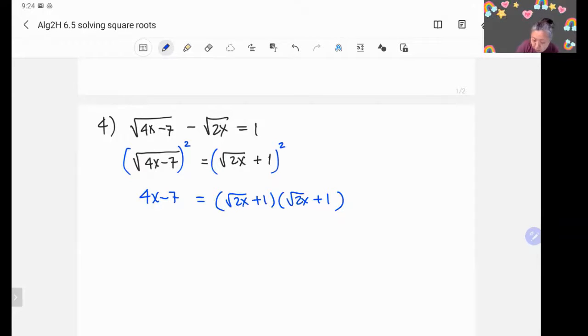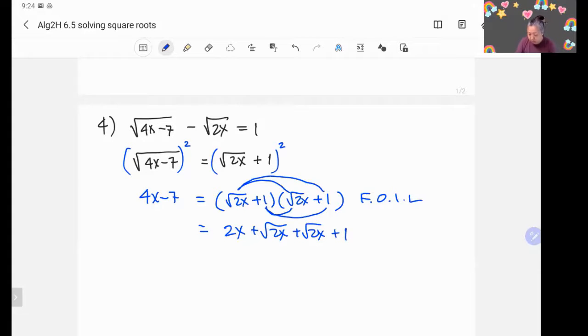Then you will FOIL, right? First and first: we get rid of the square root, so it's going to be just 2x. It's not going to be 4x squared, because they were square root terms. The outer term will be square root of 2x, and the inner term will be square root of 2x. And then the last terms will be 1, right?